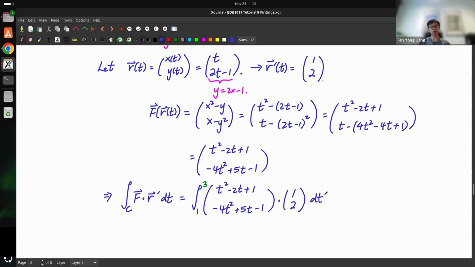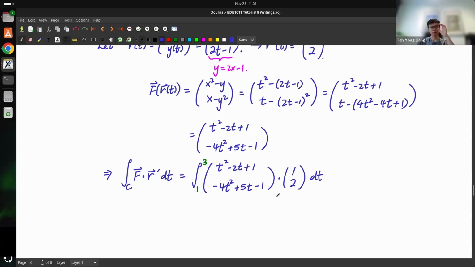Is that all right? Any questions with this statement? This will be your line integral. Then the rest is just evaluating the integration. So therefore, this will be integration 1 to 3. Then you take the dot product. So it's t squared minus 2t plus 1, then dot, so this is minus 8t squared plus 10t minus 1.